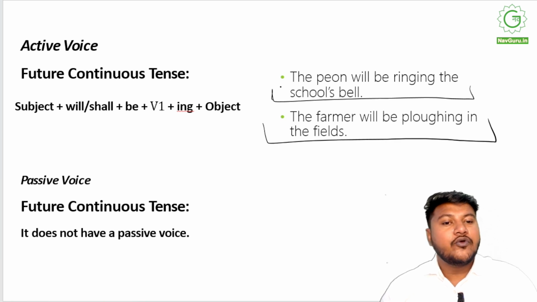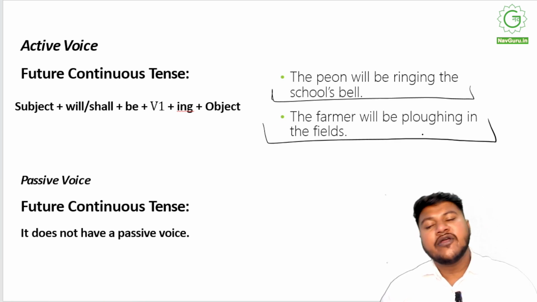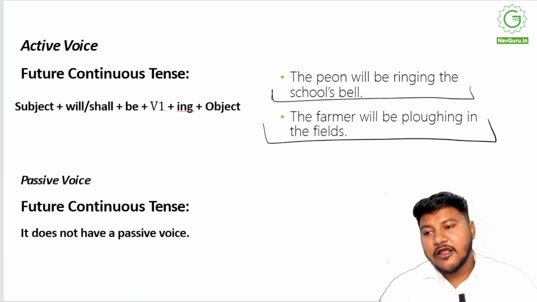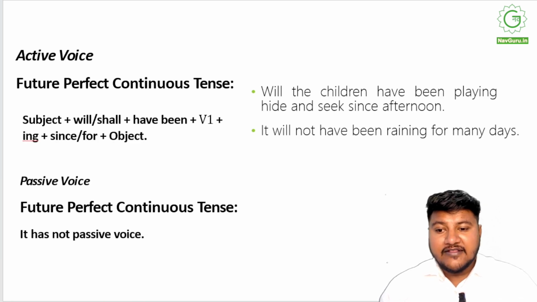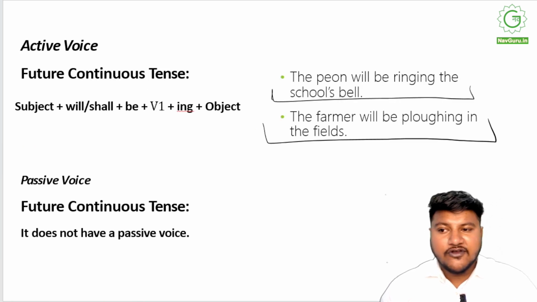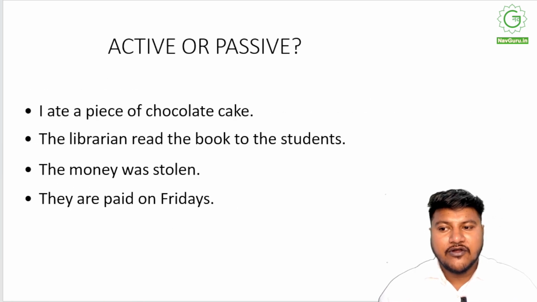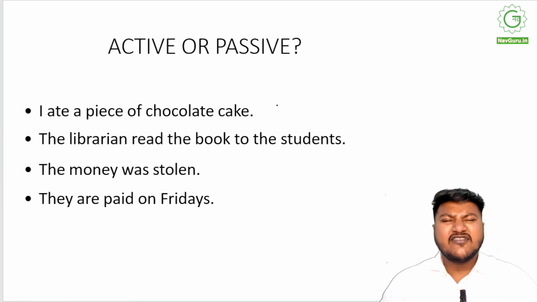Future continuous tense, like the other two continuous tenses, does not have any passive voice. So the peon will be ringing the school's bell, the farmer will be plowing in the fields. Okay, it will happen, no worries. Future perfect continuous tense also does not have passive voice. So just work with these.